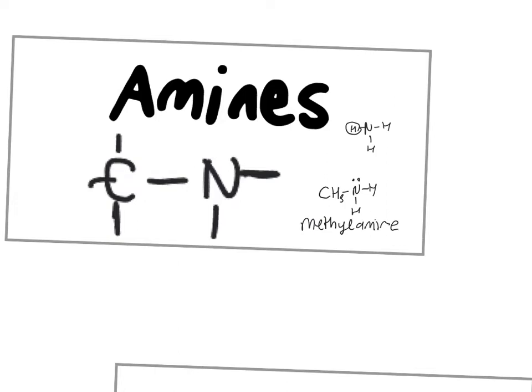Now we can replace more than one, and I'm not going to go into too much detail here. So let's replace two of the hydrogen atoms with methyl groups. And when you looked at nucleophilic substitution of halogenoalkanes with ammonia, you've already met this multiple substitution. And this one here is called a secondary amine. So this one would be dimethylamine.